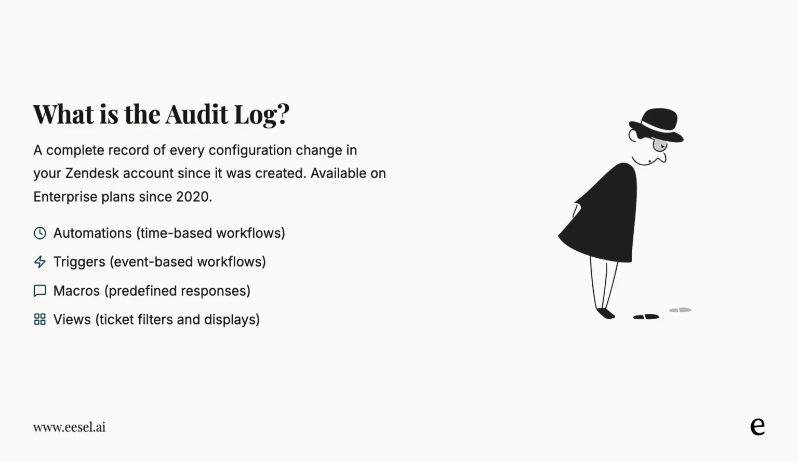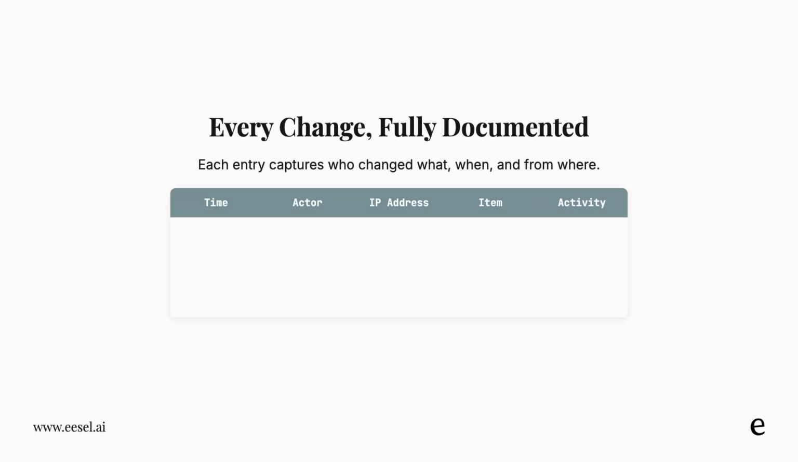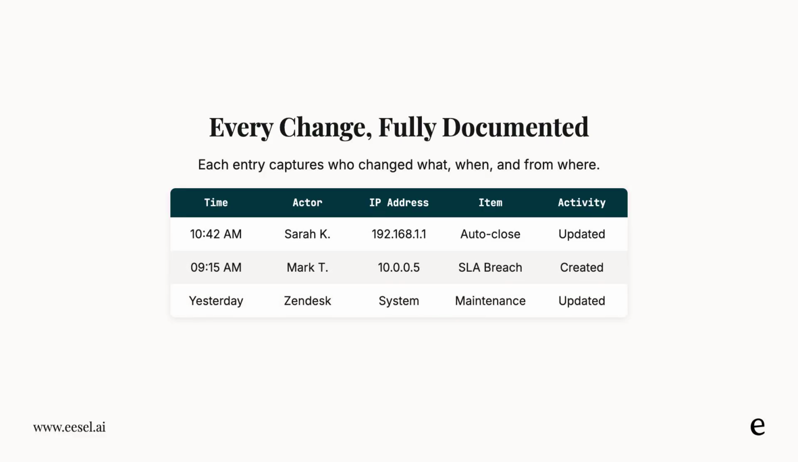It tracks automations, triggers, macros, and views, so you always know who changed what and when. Each audit log entry captures the timestamp, the person who made the change, their IP address, and a description of exactly what was modified. No more guessing, just clear answers.